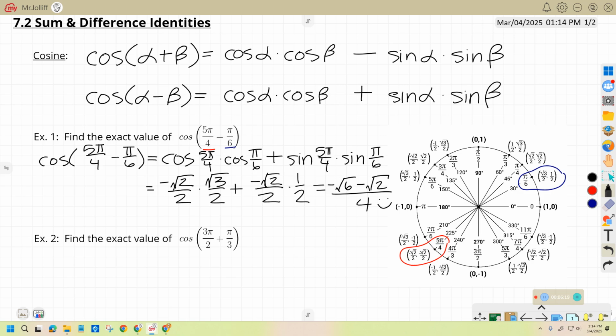Same process as for sine, just that sum or difference formula is different. But once you've got it set up, the plug-in step is the same. Pull the values from the unit circle, shove them into the sine or cosine function. Yeah?